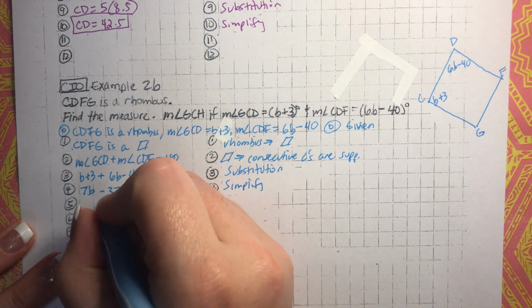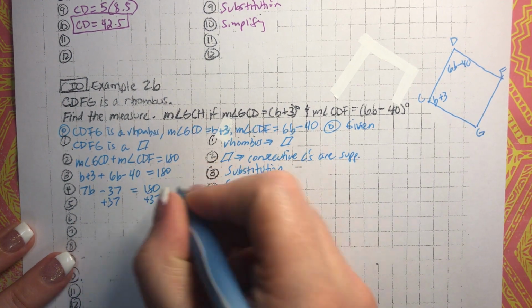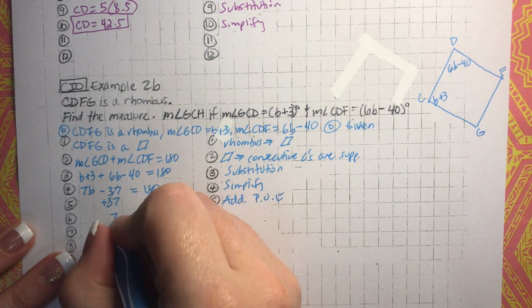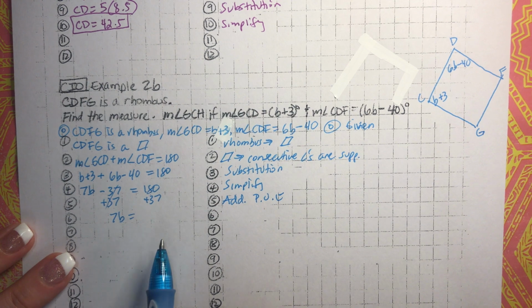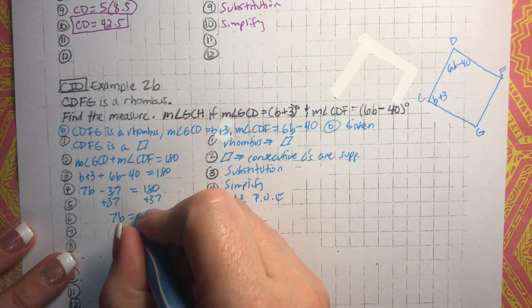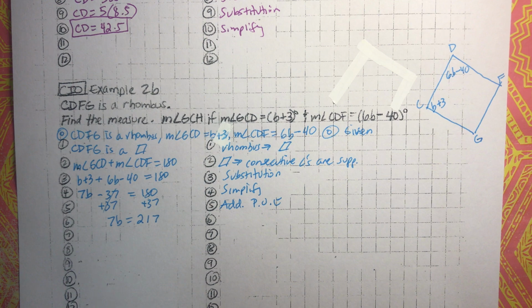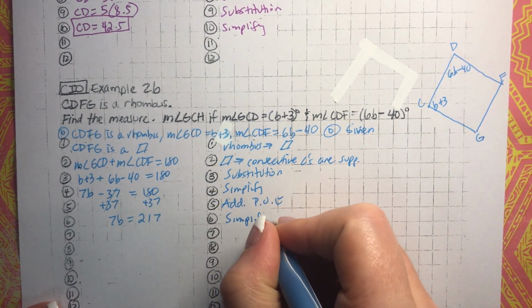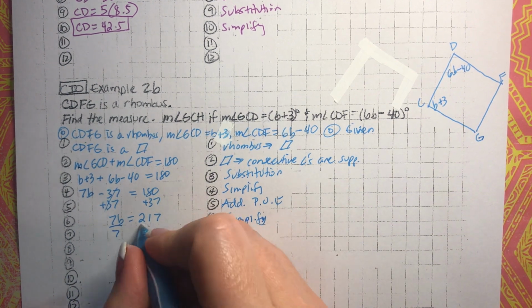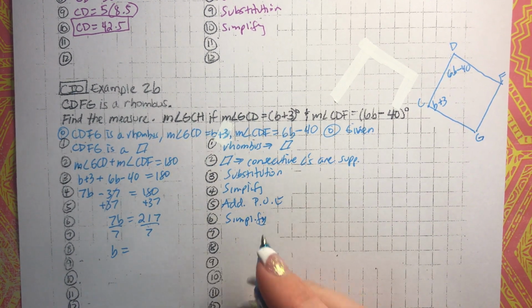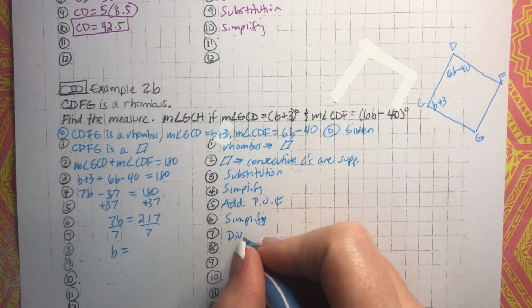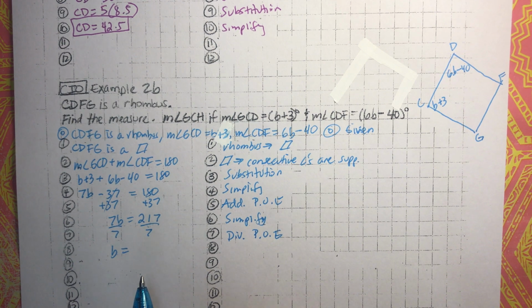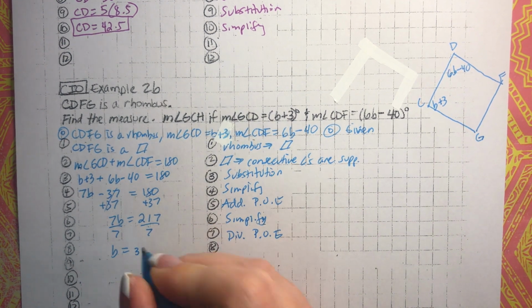We have to isolate B, so we're going to add 37 to both sides. That's the addition property of equality. The 37 cancels, and we're left with 7B equals 217. Then simplifying, we do the division property of equality. And 217 divided by 7 is actually 31.